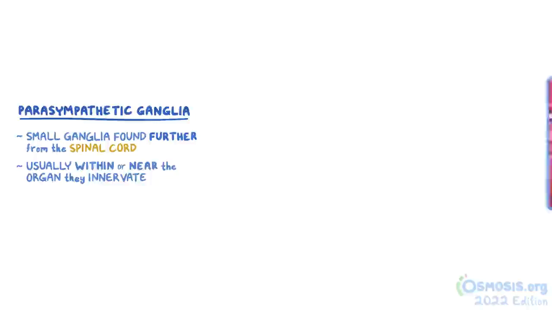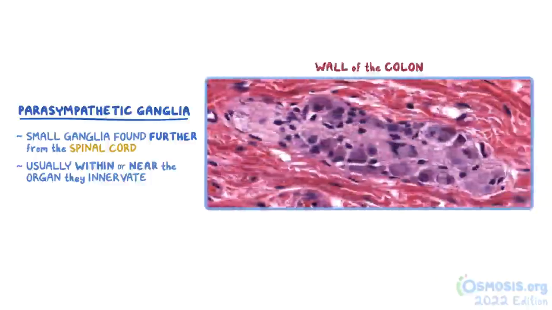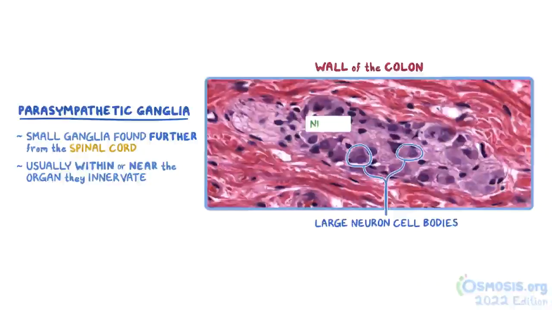Finally, there are the parasympathetic ganglia, which are small ganglia that are found further from the spinal cord, usually either within or near the organ they innervate. Although much smaller, these ganglia also share many similar characteristics. This high magnification image is an example of a parasympathetic ganglion found in the wall of the colon. The large neuron cell bodies also have nuclei with prominent nucleoli and a basophilic cytoplasm. Similar to the other ganglia, there are also many satellite cells that can be seen near the neurons.